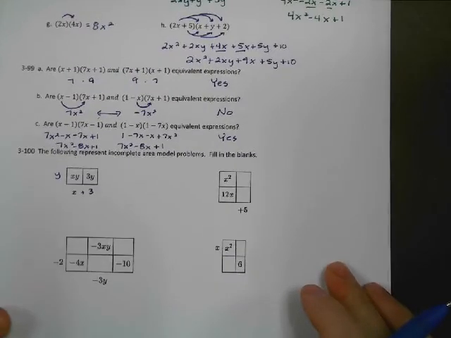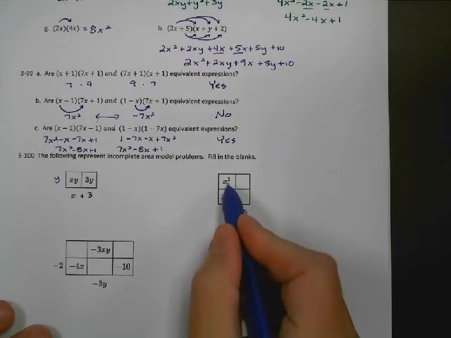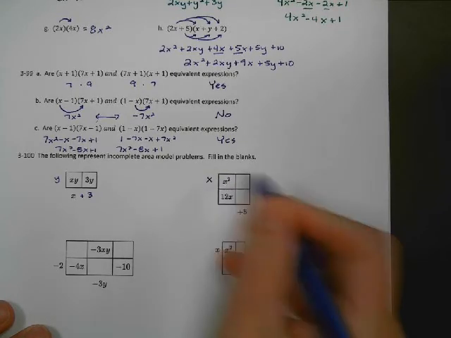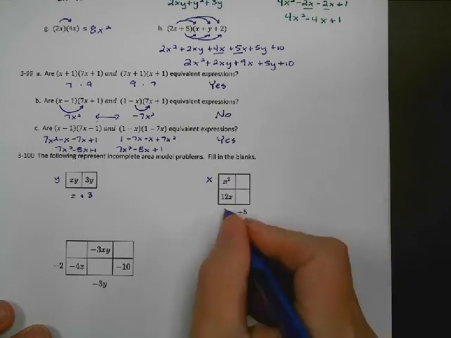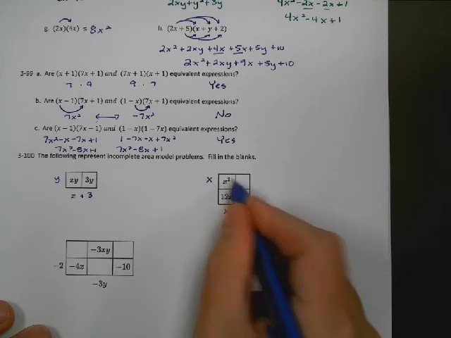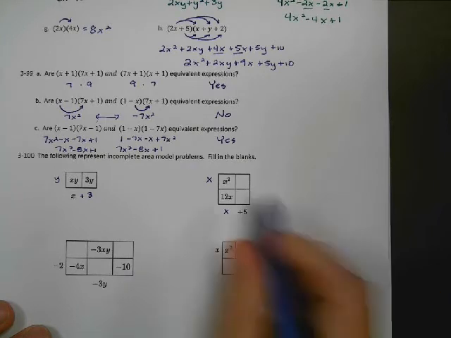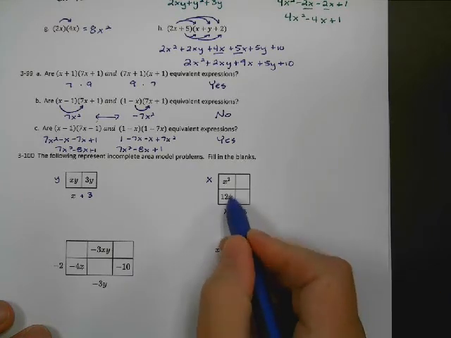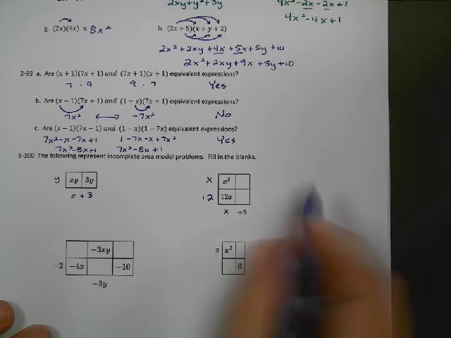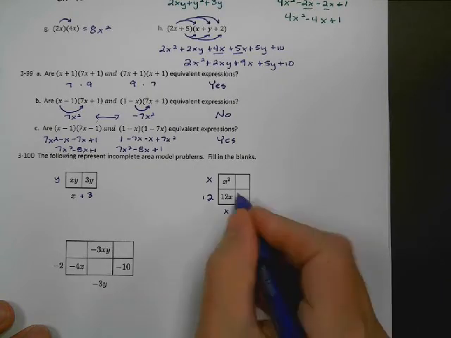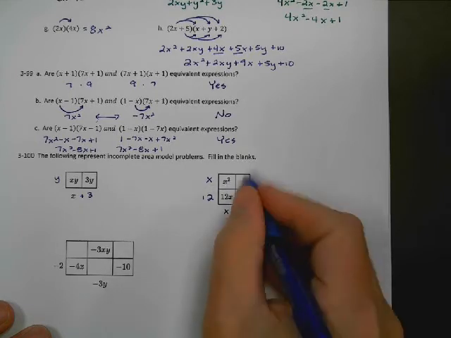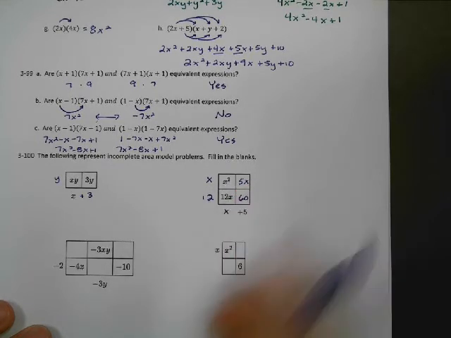All right, next one. If this is x squared, then this one must be x, and this one must be x, because it'd be x times x equals x squared. Well, this one's 12x, so x times this must be 12. And then here, 12 times 5 would be 60. And then here, 5 times x would be 5x. Now it works out.